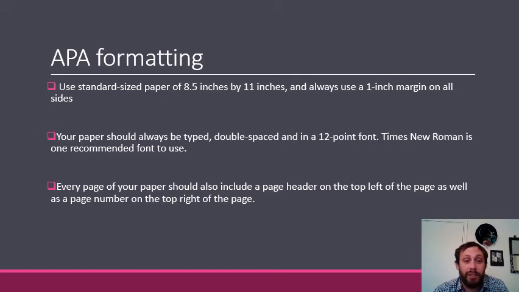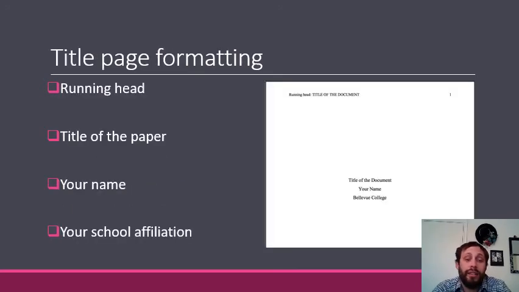Every page of your paper should also include a page header on the top left of the page, as well as a page number on the top right of the page. One thing that you're going to need to turn in with this assignment is the title page as well. I want you to notice some of the very specific things on this title page. To start, we have a running head at the top of the document. As I just underlined here, it says "running head" in sentence case letters, followed by a colon, and then in all capitals, the title of the paper.